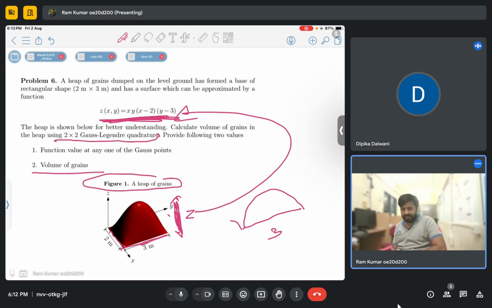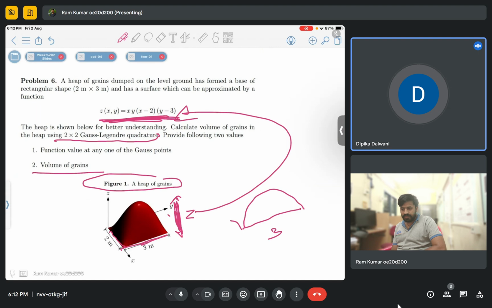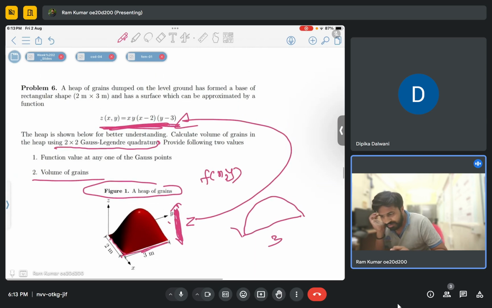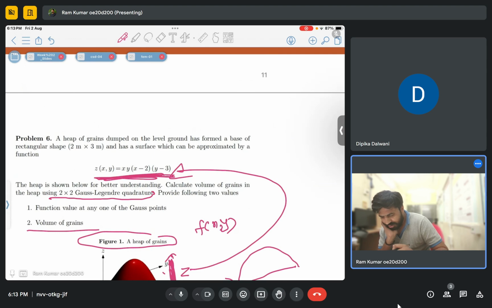Z is the height, yes, that is height. So this will be our function, but we are calling it f. Now we have a two-variable function f(x,y), whereas initially we had only f(x). So f(x,y), which is Z, equals x y (x minus 2)(y minus 3), and we want to calculate the volume. Okay, then one more thing. I just want to give you one hint, then you can start.